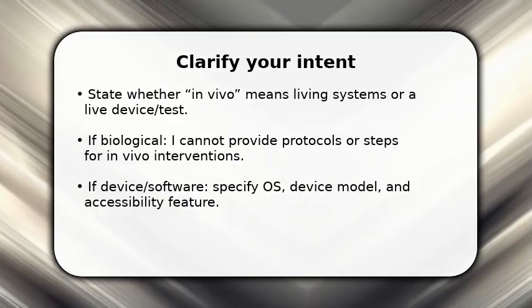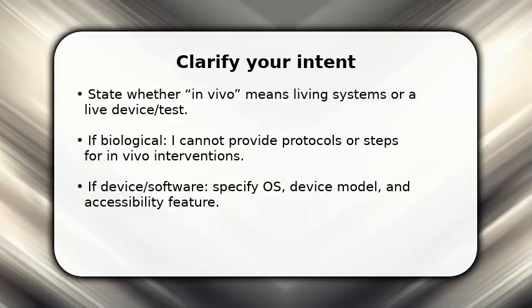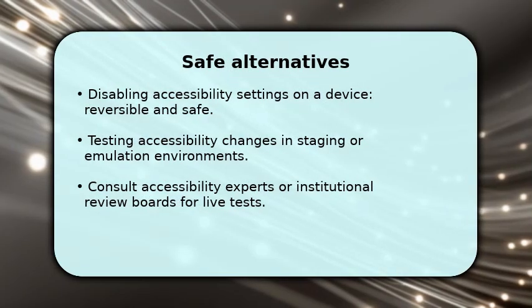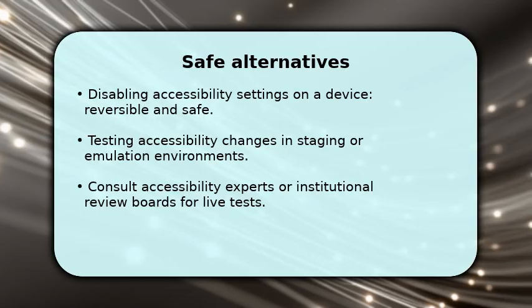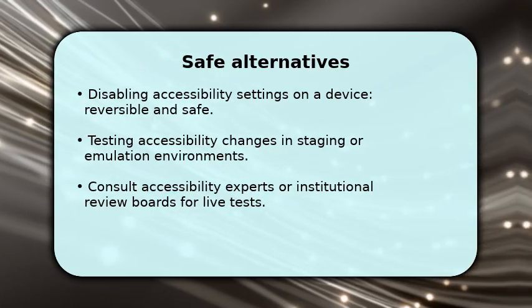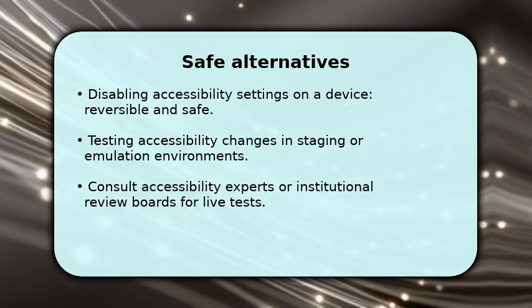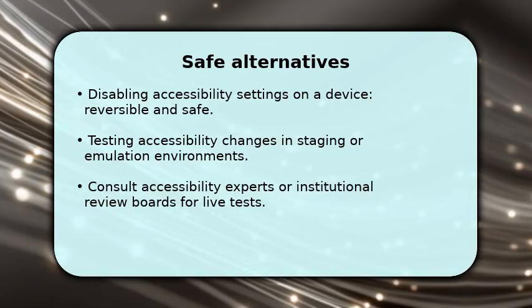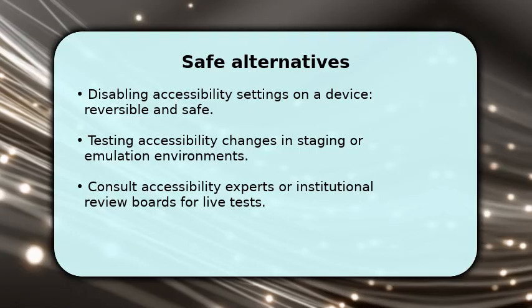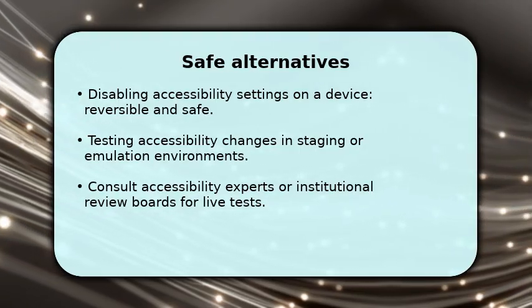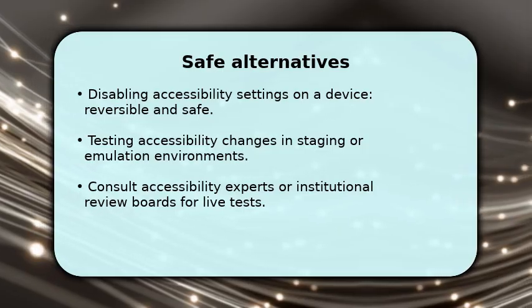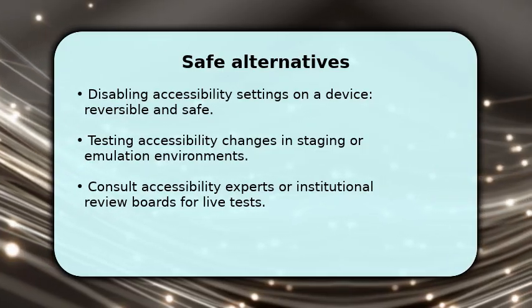Assuming you meant a device or live software environment, here are safe alternatives. Disable accessibility settings in a reversible way so users aren't harmed, and test changes in a staging or emulated environment before applying them live. Once done, document behavior and obtain consent if others are affected. If you meant research in living systems, seek oversight from ethics committees and trained professionals. I can help draft consent.